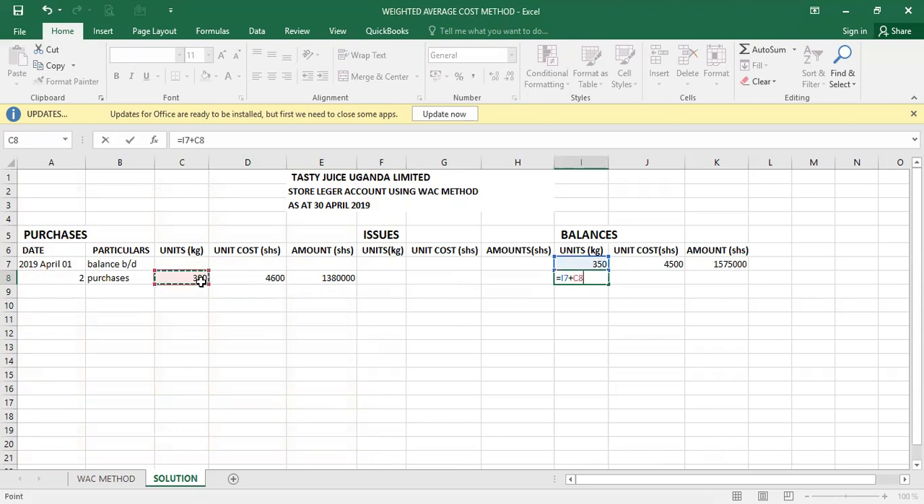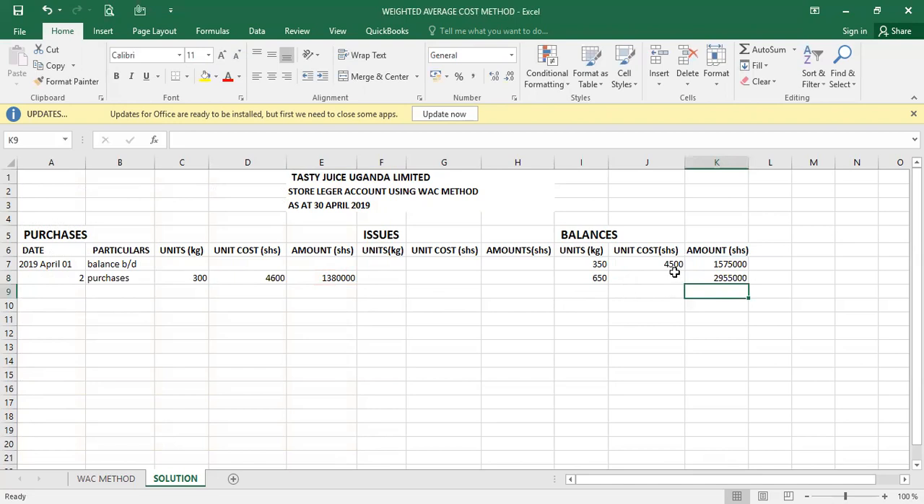The only change is when we have issues. That's when you are giving out stock, that's when we shall be knowing which price we are going to use. So it will be this here. For the unit cost, you don't put, it will be this plus this.